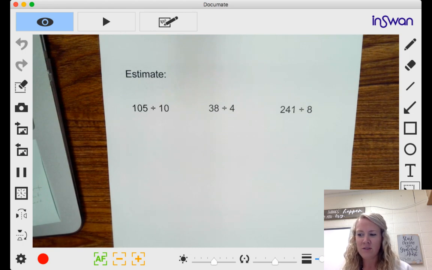Hello, we are going to get started on our division with decimals. Today's lesson, though, we are going to not even include decimals. We're going to stick with whole numbers to practice that division skill again.